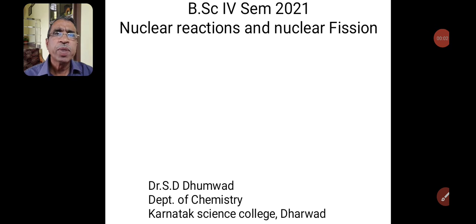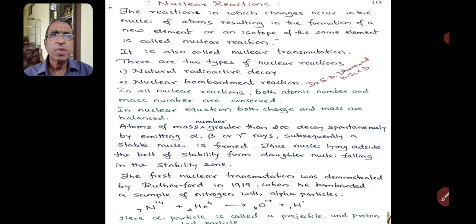Dear students, today let us study about nuclear reactions and nuclear fission. As you know, nuclear reactions are those in which changes occur in the nuclei of atoms, resulting in the formation of a new element or an isotope of the same element.